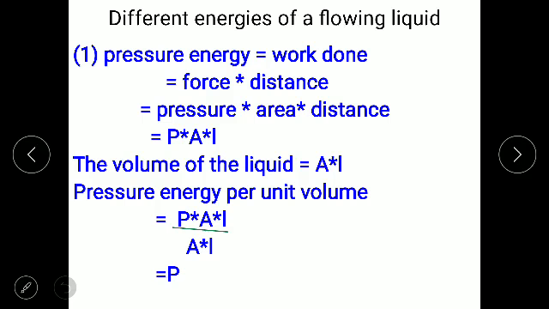Now the volume of the liquid is A into L. This is the volume of the liquid: area into the length the liquid is traveling. Now pressure energy per unit volume. Pressure energy is PAL and unit volume is A into L. So AL gets cancelled. What we get is P. This is the pressure energy of a flowing liquid. This is the first type of energy which a flowing liquid possesses.